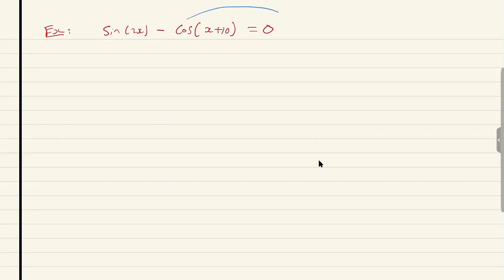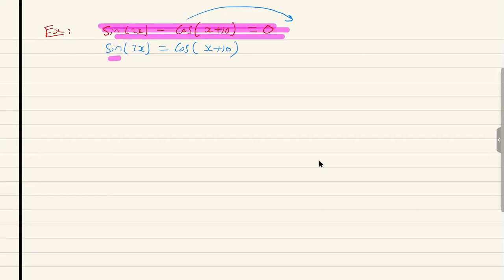But when you take cosine to the other side, sine 2x is equal to cosine x plus 10. Sometimes they directly give you this part, which is much easier. But sometimes they give you the first step, sine 2x minus cosine x plus 10. So now you need to realize what type of question this is. This is same coefficient, different angle.